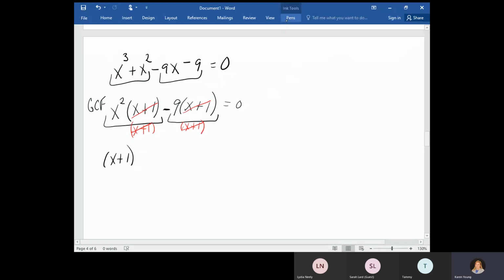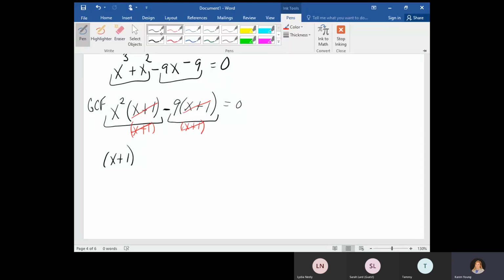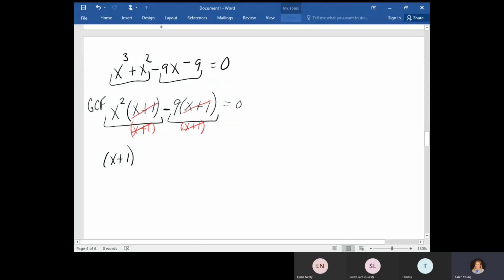That's the weird part of this one. You get the same things in the parentheses each time. It wouldn't be something separate. If you get something different in your parentheses, then go back and reevaluate your greatest common factor. Because the whole idea is to get the same binomial, so that it can cancel, or be divided, factored out. And then I'm left with x squared minus 9.